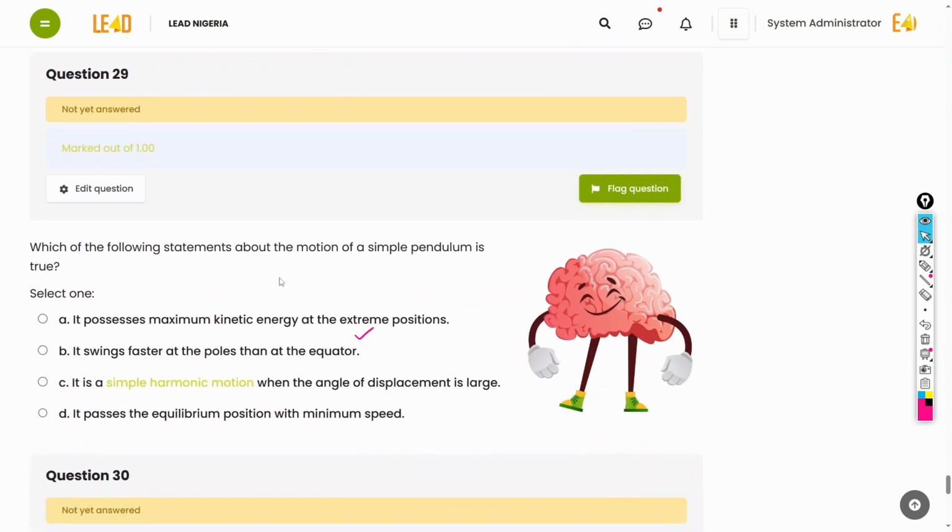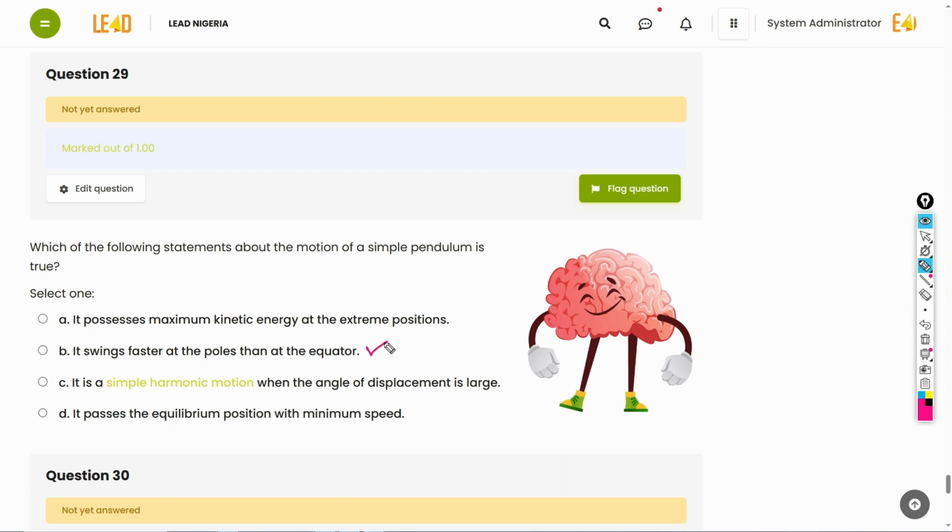29. Which of the following statements about the motion of a simple pendulum is true? It possesses maximum kinetic energy at extreme positions. That's wrong. At extreme positions, it possesses no kinetic energy because your velocity is 0. It swings faster at the poles than at the equator. It's a simple harmonic motion when the angle of displacement is large. It passes the equilibrium position with minimum speed. So the correct answer is B.